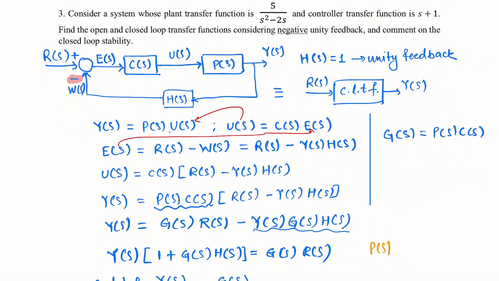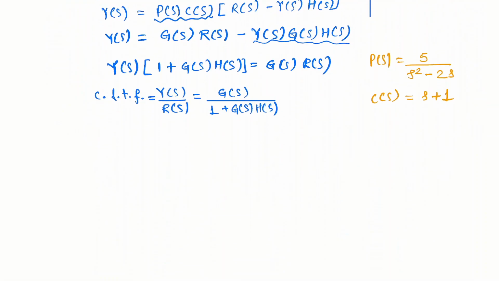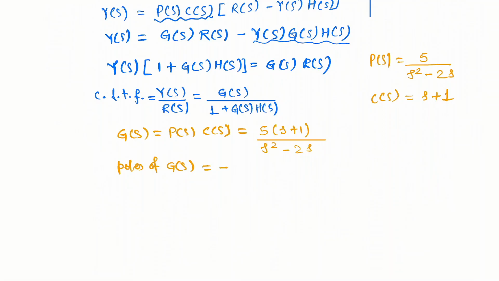P of S is given as 5 over s square minus 2s, and C of S is s plus 1. So what would our G of S become? P of S into C of S. If we just look at G of S and see its poles, one pole is at plus 2 and another one is at 0. So this is in the RHP.